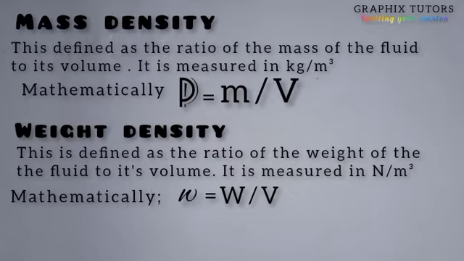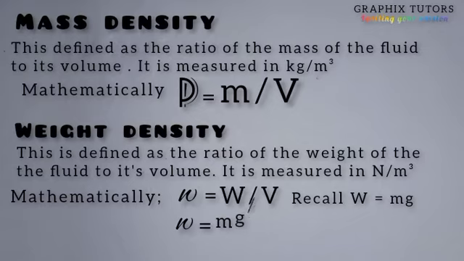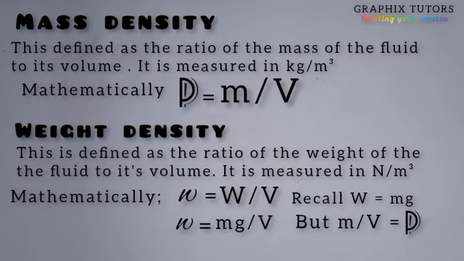Now, if you move further, the weight we know is given as the mass times gravity. If you divide this over volume, you discover that the mass over volume is the density. So we now say that the specific weight or the weight density is given as the density times the gravity. So, that is the second one.